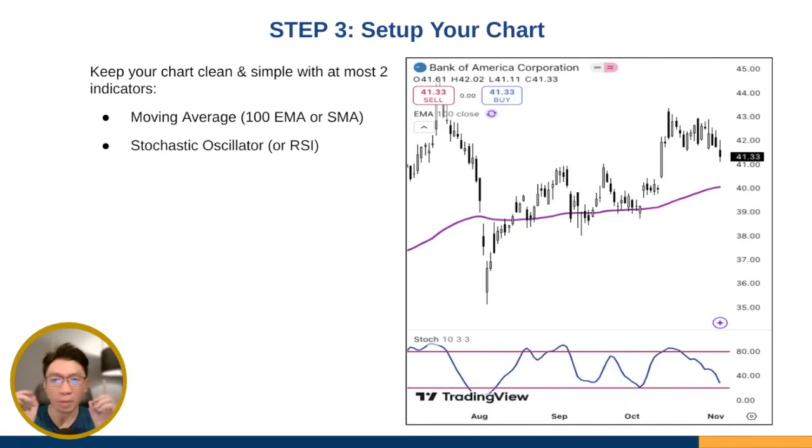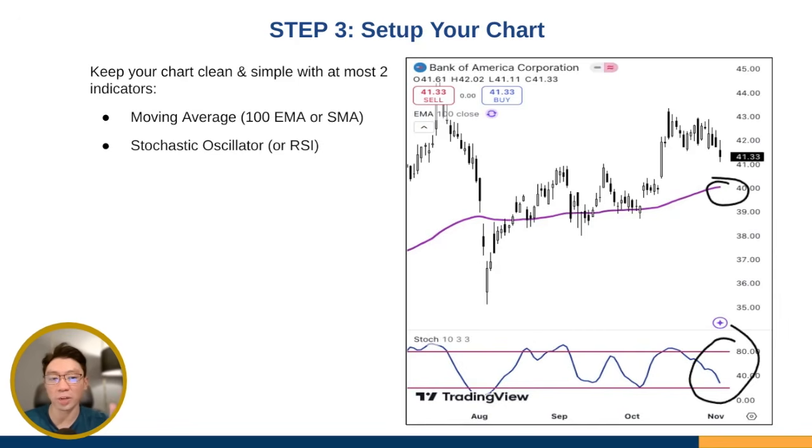So for me, I like to keep my chart very clean and simple with at most just 2 indicators, right? As you can see over here on the right hand side, I only have 2 indicators on. You have the moving average, which is the purple line on top, and then you have the stochastic oscillator, which is below. So the moving average, I don't really use it at all to determine whether it is time for me to enter into a certain trade or not.